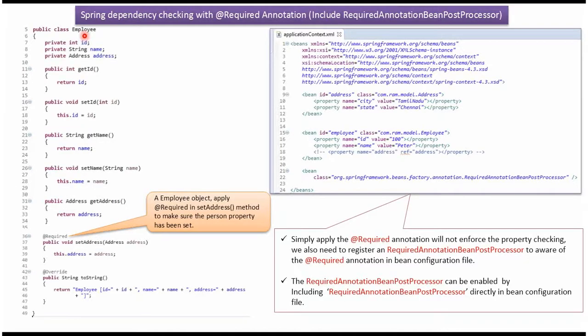Here I have defined the class Employee. It has three properties: ID, name and address. Address is the dependent object, and there are getter and setter methods for these three properties. Here I have overridden the toString method.